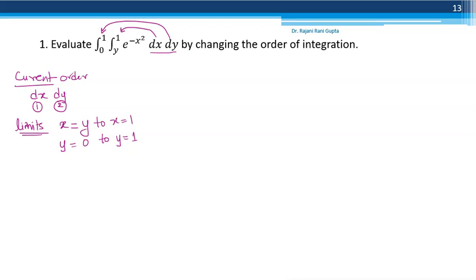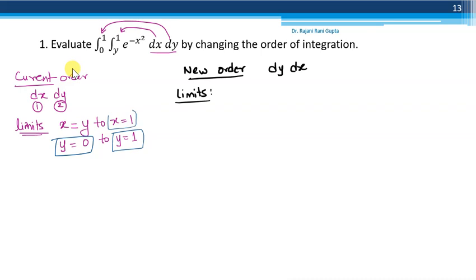Okay, so you need the new order. The new order of integration should be dy dx, correct? Now you need the limits for that order as well. To find those limits, first you need to draw the graph. You know that y equal to 0 and y equal to 1 you can easily draw, and we just saw how to plot x equal to y. So let's draw the graph and find the region R.